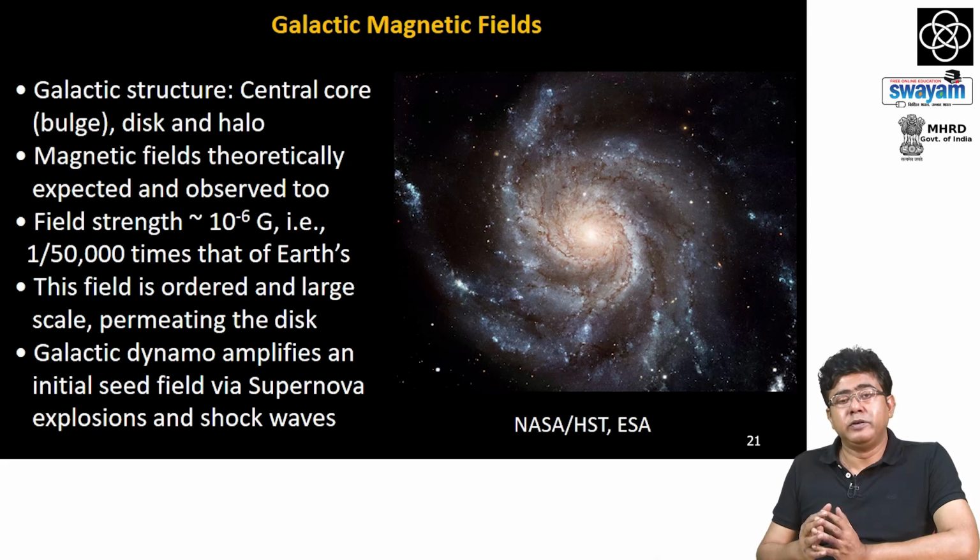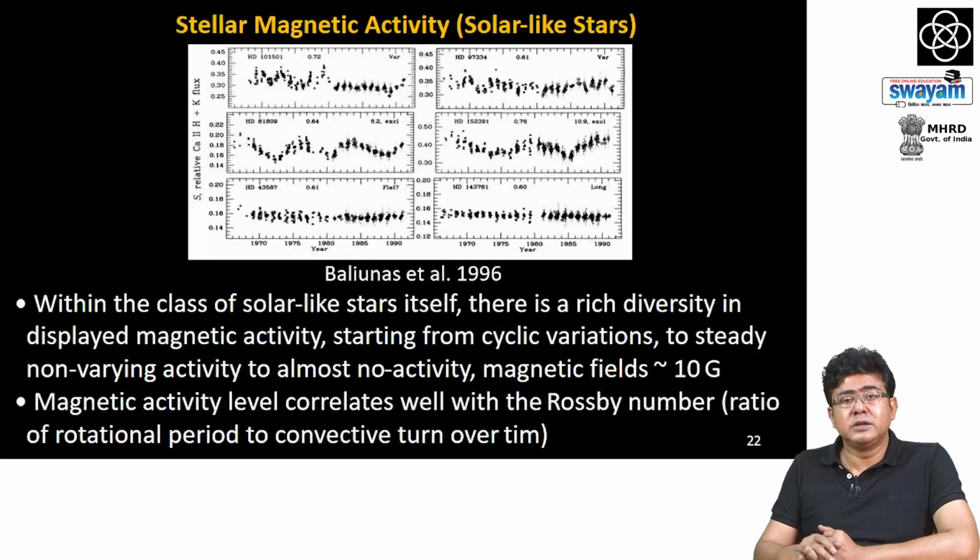And rigorous numerical simulations and theoretical ideas have shown that supernova explosions play a very important role in this process in the galactic dynamo to amplify weaker fields to these levels of 10 to the minus 6 Gauss, what is thought to permeate the scales of the galaxy.